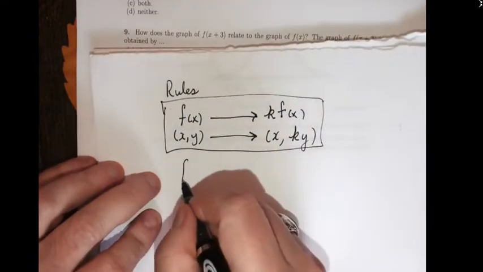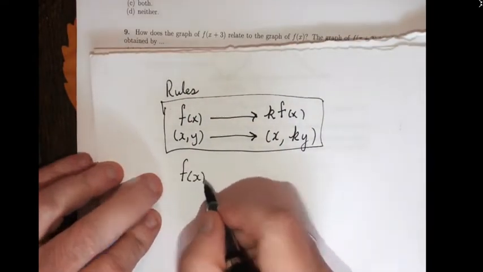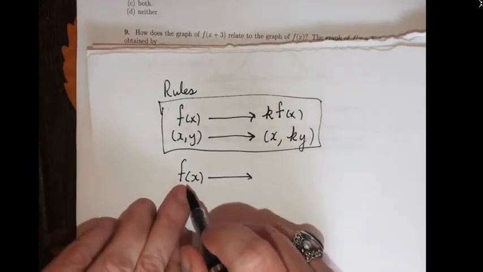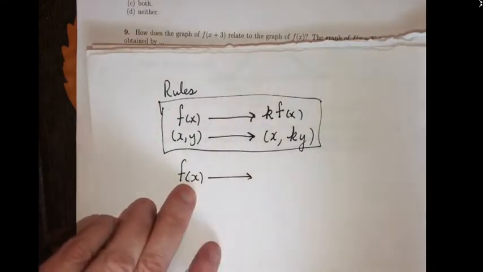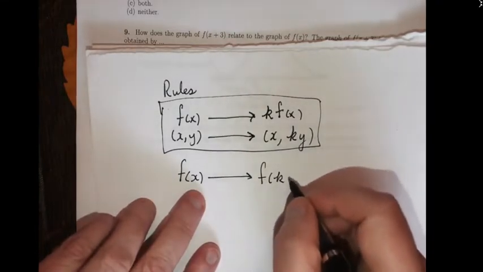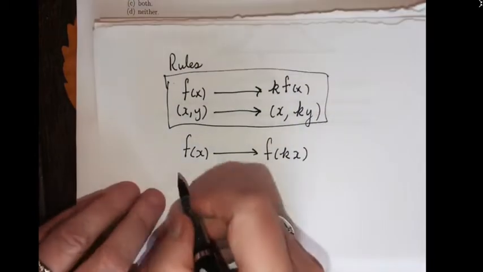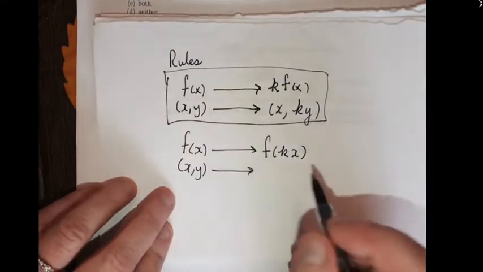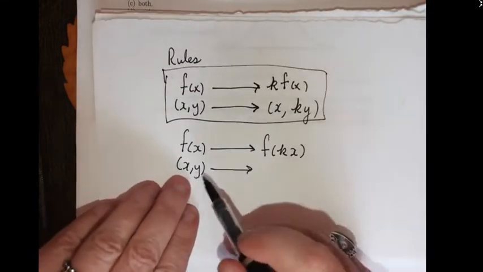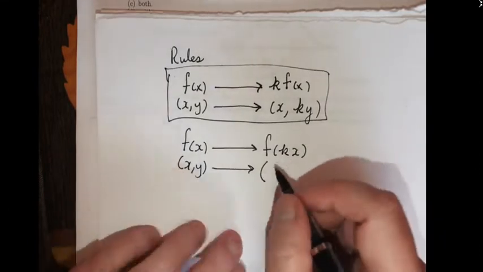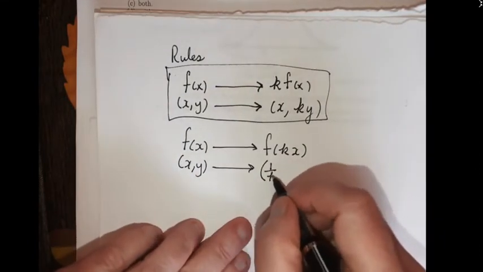Now the second rule is if you change the formula of f by multiplying by k inside the parentheses, the way that changes is it takes a point on the original graph, and your new point is going to change the x coordinate, but you don't multiply k times the x coordinate. You multiply the old x coordinate by 1 over k.